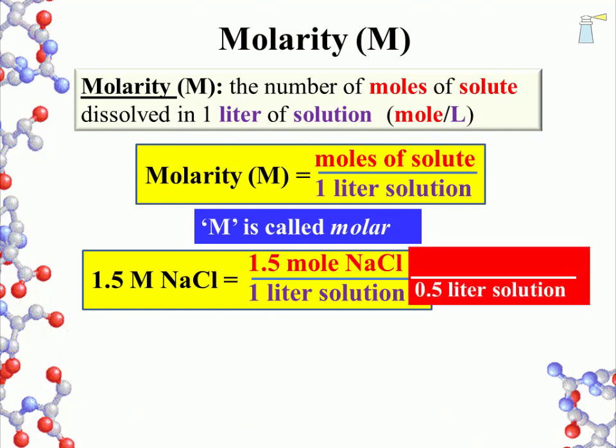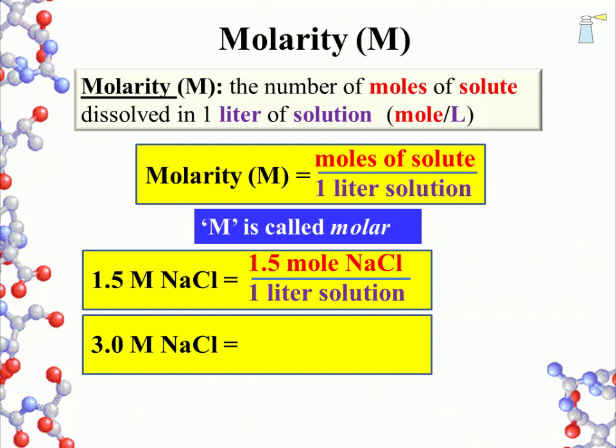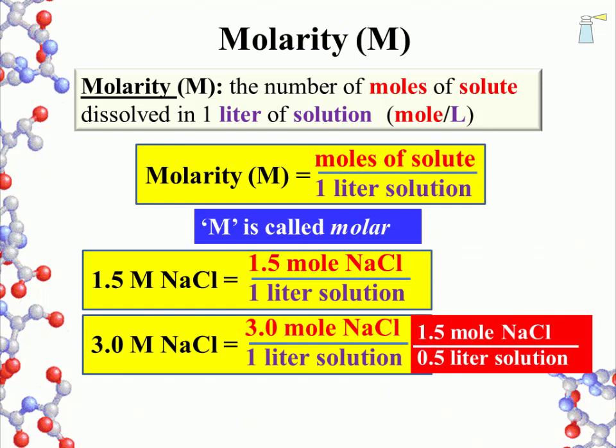So, half a liter or 0.5 liters of 1.5 molar NaCl will only have half as much NaCl. Dividing 0.75 by 0.5 will get that 1.5. Here's 3.0 molar NaCl. By definition, it is 3.0 moles of NaCl in 1 liter of solution. Half a liter of this solution would have half as much solute. 1.5 divided by 0.5 gives 3. Concentration is proportion, not absolute amounts.